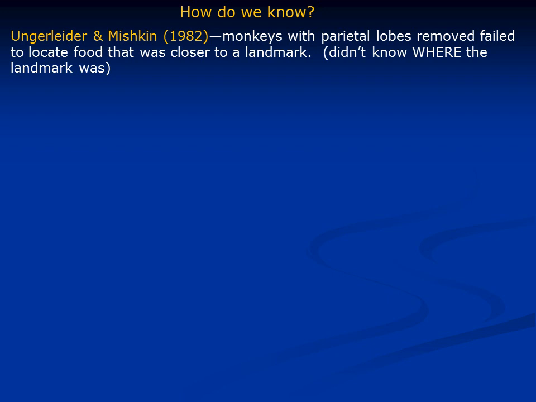The monkeys that had their parietal lobes removed, again, this is the dorsal pathway, the where pathway, they couldn't locate food that was closer to a specific landmark, but for instance, where something would be. We take for granted that you kind of integrate all of this information, where and what, and it's seamless, in your visual world and otherwise. If you take this chunk out that signals where, then you're severely compromised in that way.